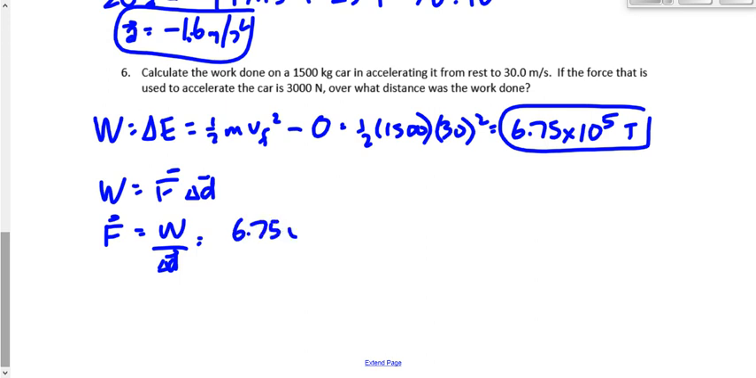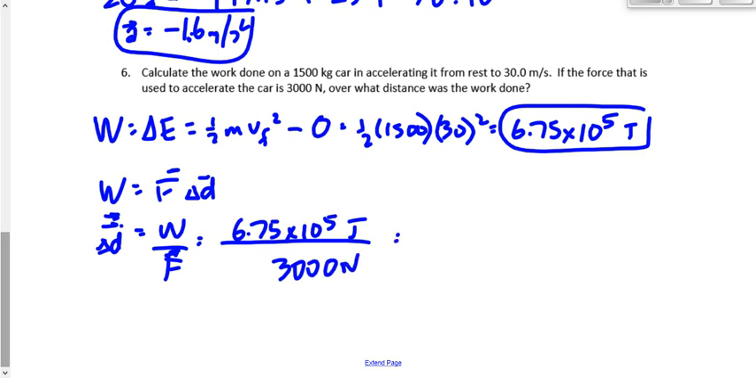6.75 times 10 to the 5 divided by the displacement of... No, wait. What am I doing here? What did I do wrong? What am I looking for? Not force, right? But displacement. So it should be this. Divide that by the force of 3,000 newtons, and that gives me a value for the displacement of 225 meters.